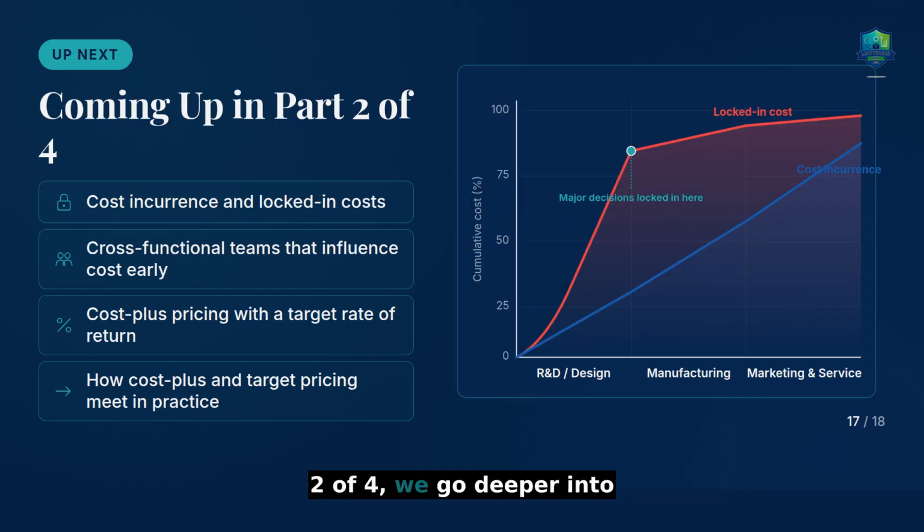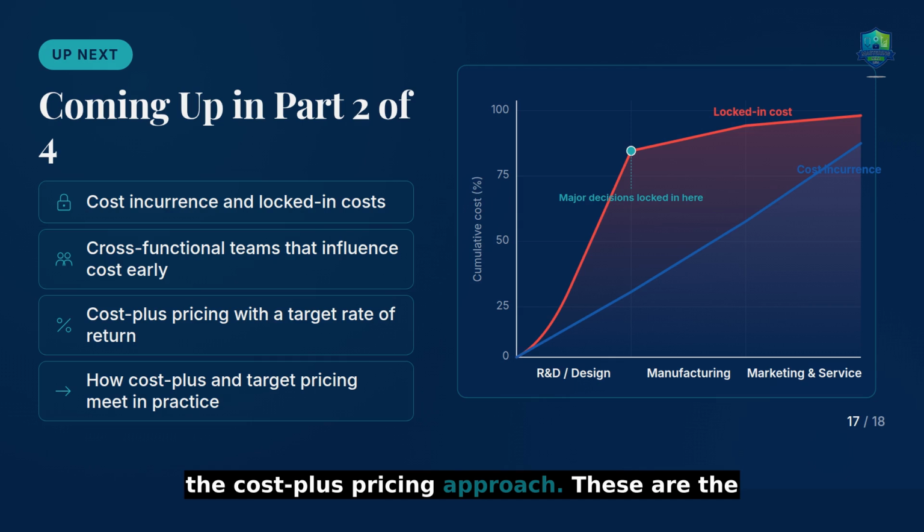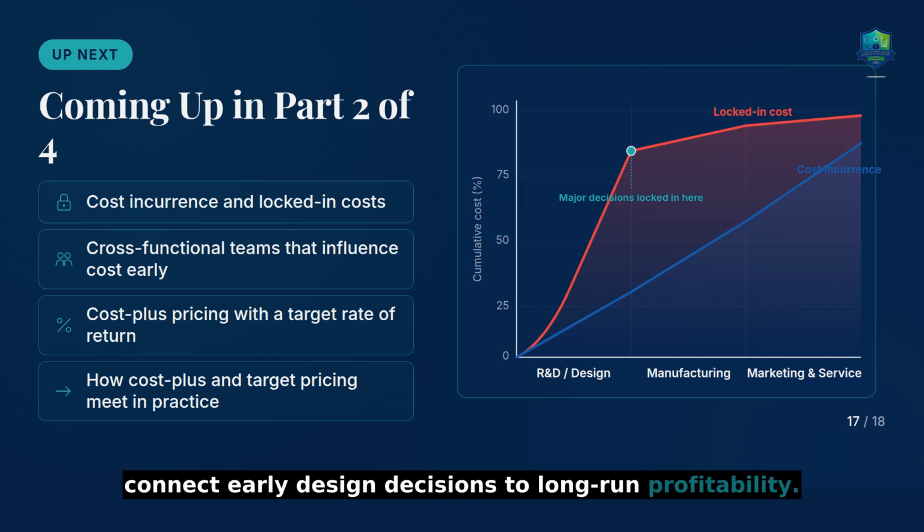In part 2 of 4, we go deeper into cost management. We cover cost incurrence, locked-in costs, and the cost-plus pricing approach. These are the tools that connect early design decisions to long-run profitability.